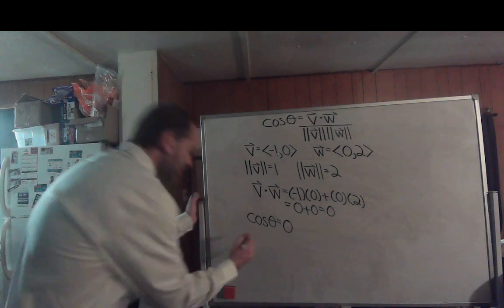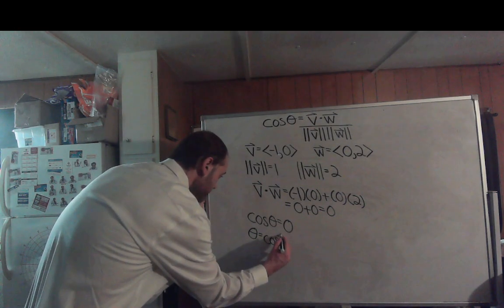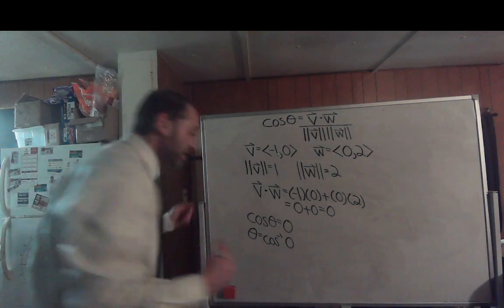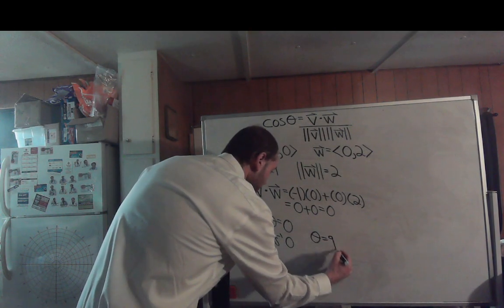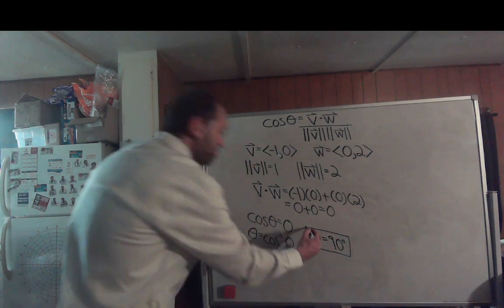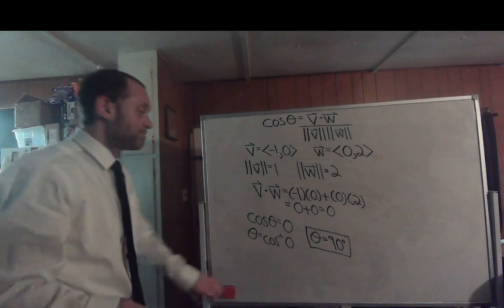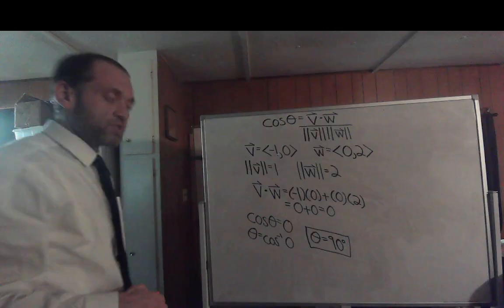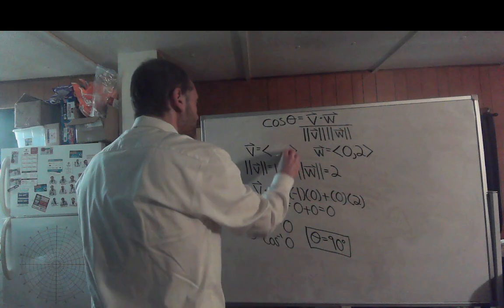Well, theta equals the inverse cosine of 0, which we know would be 90 degrees. So in this case, these two vectors are what's called orthogonal or perpendicular because they have a 90-degree angle between them. And we'll do a couple more finding angles between vectors. So let's do that.